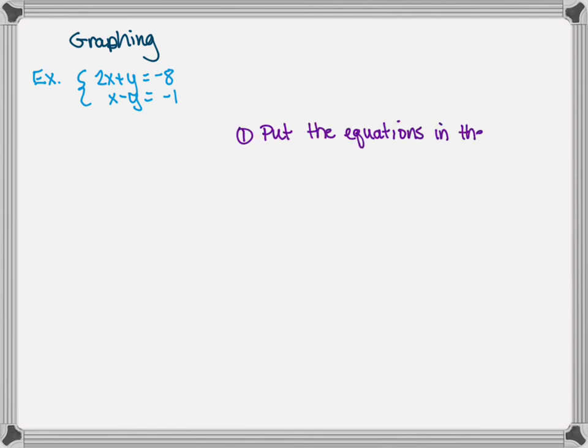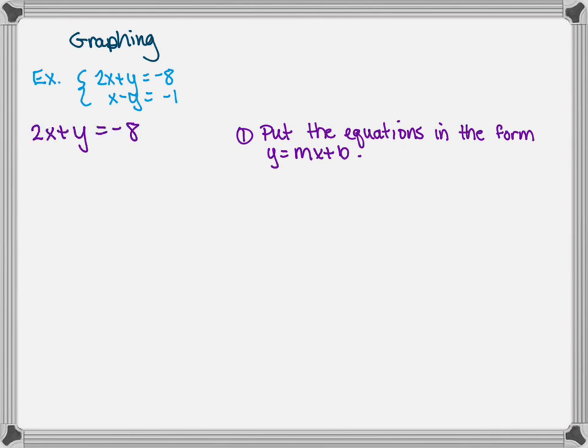Okay, let's look at graphing quickly. So the system that we will solve by graphing, we'll use 2x plus y equals negative 8 and x minus y equals negative 1. To solve by graphing, well, there are a couple different ways. I'm going to use the way where we will put the equations in the form y equals mx plus b.